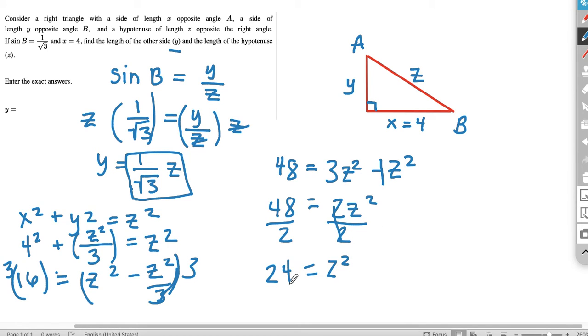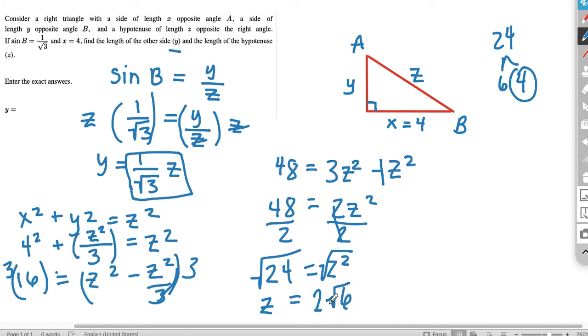Okay, so now we're in business. So I take the square root of both sides because I want to find out what z is, not z squared. And then I get z equals, well, I want to simplify this. So square root of 24, if I do a factor tree, 24 is 6 times 4, and this is a perfect square. So this is the same as 2 by 2. So then I just have 2 square root of 6, and that's my answer for z.